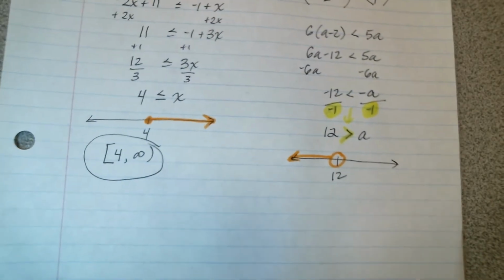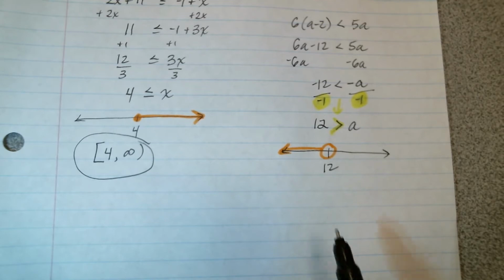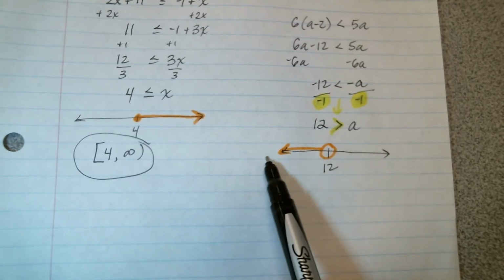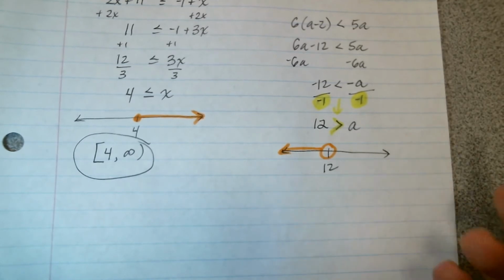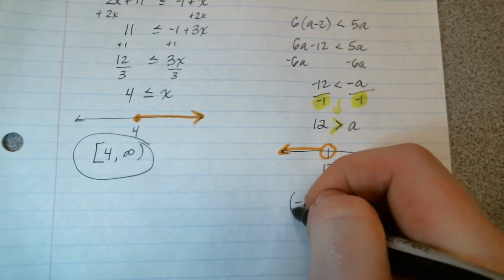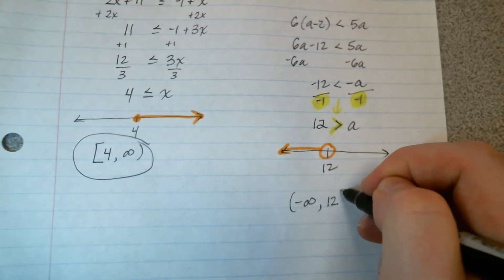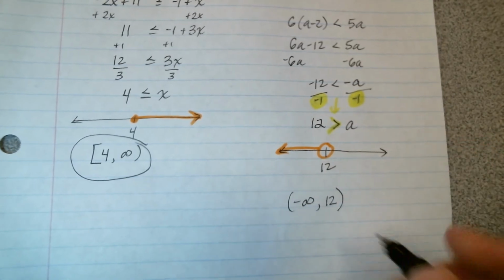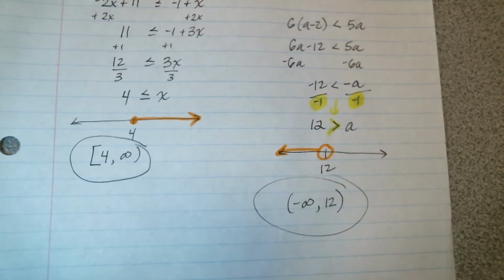So in interval notation, make sure the smaller number is always on the left. The smaller number in this case is negative infinity, all the way up to 12, but not including 12. So this would be my solution set right here.